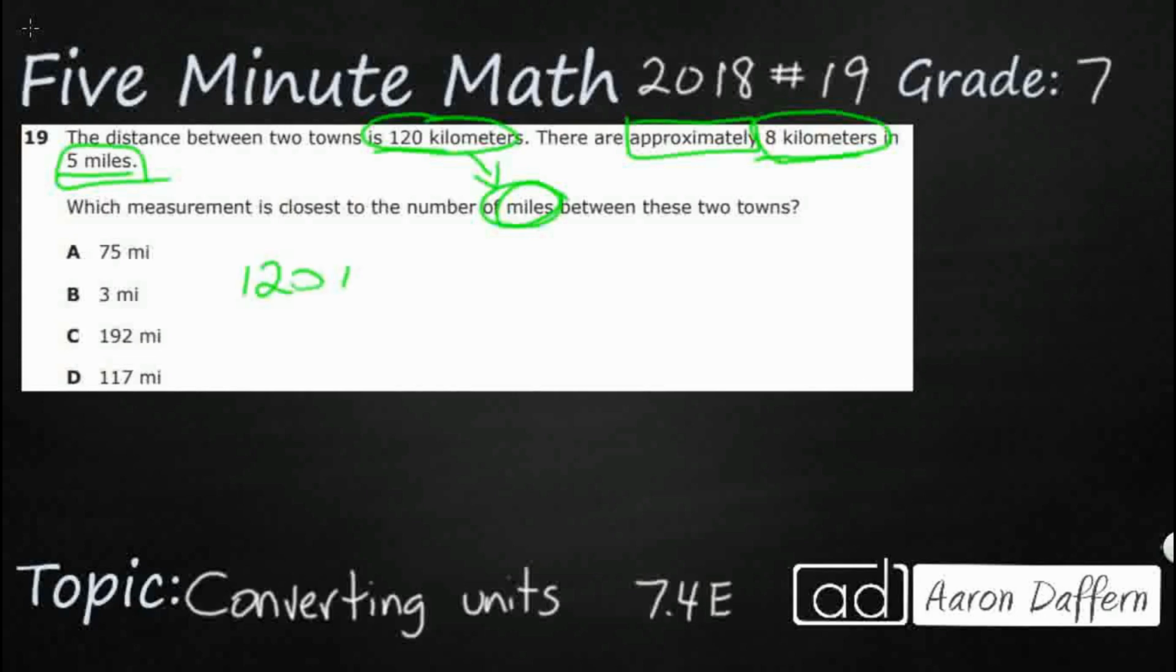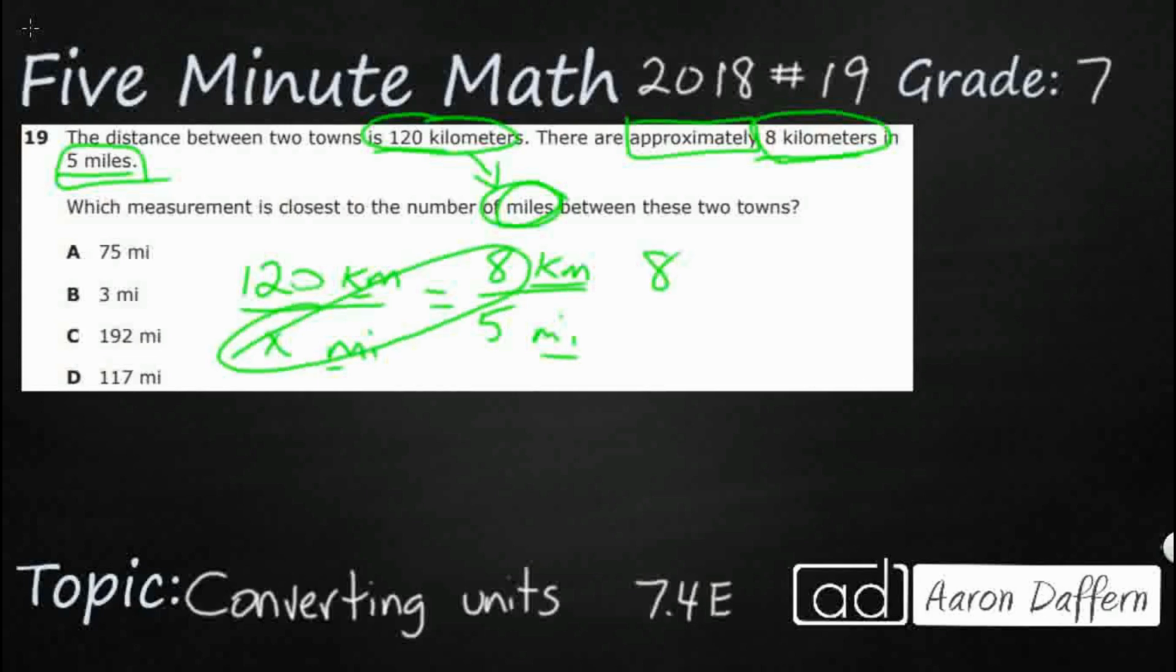120, I'll use km, over my unknown number of miles. So I'll just make that x. And then I've got my ratio here. 8 kilometers is related to 5 miles. So we're going to make sure that our like units are in the numerator and the denominator. And we'll do a little cross multiplication here.